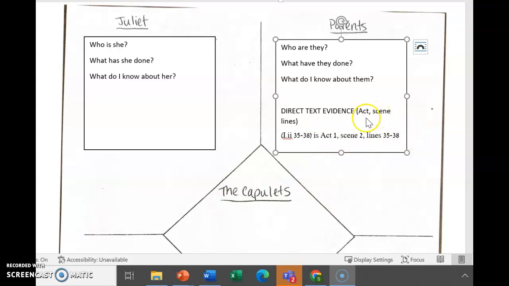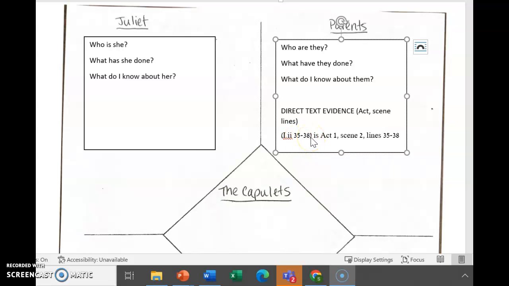So if I found something from Act 1, Scene 2, lines 35 through 38, then this right here is what it looks like. So it's a capital letter, a period, two lowercase letters, no punctuation, and then regular digits for the line numbers.